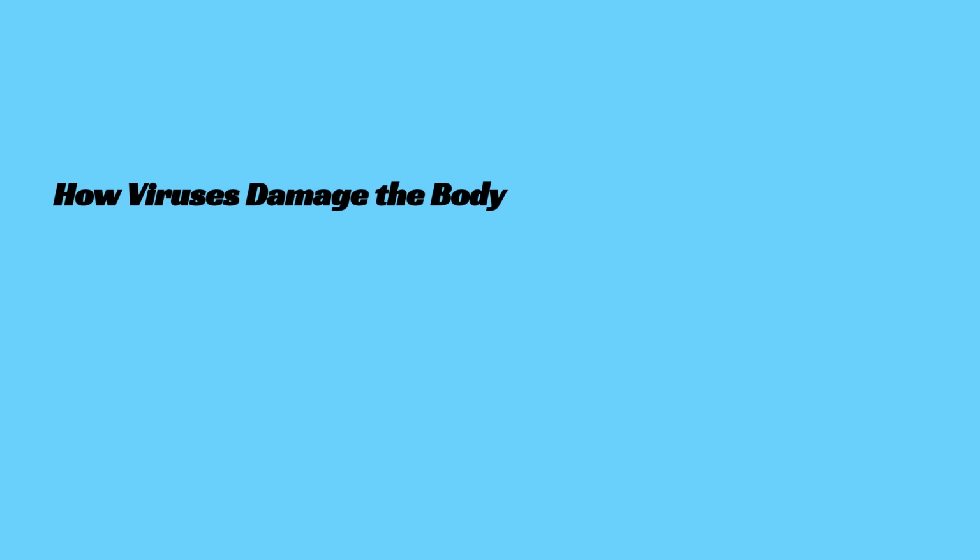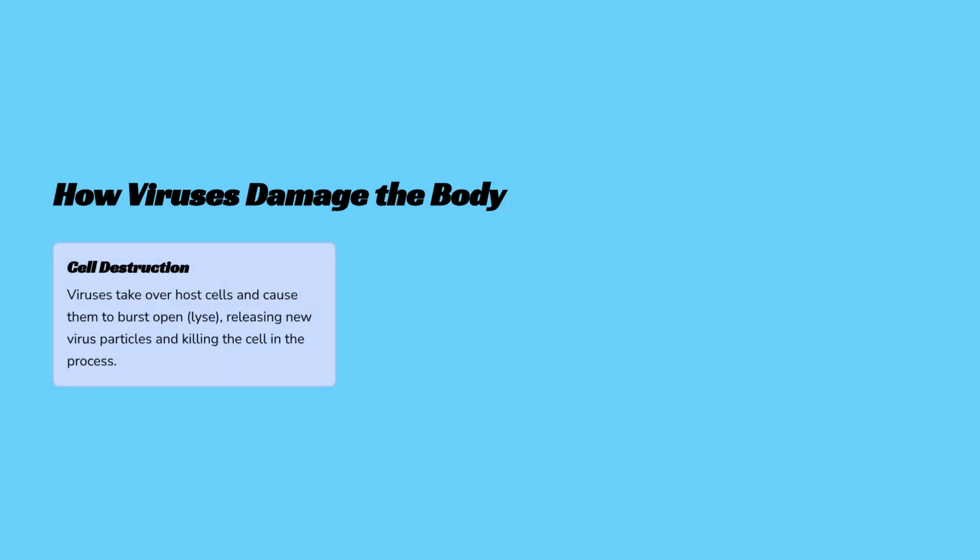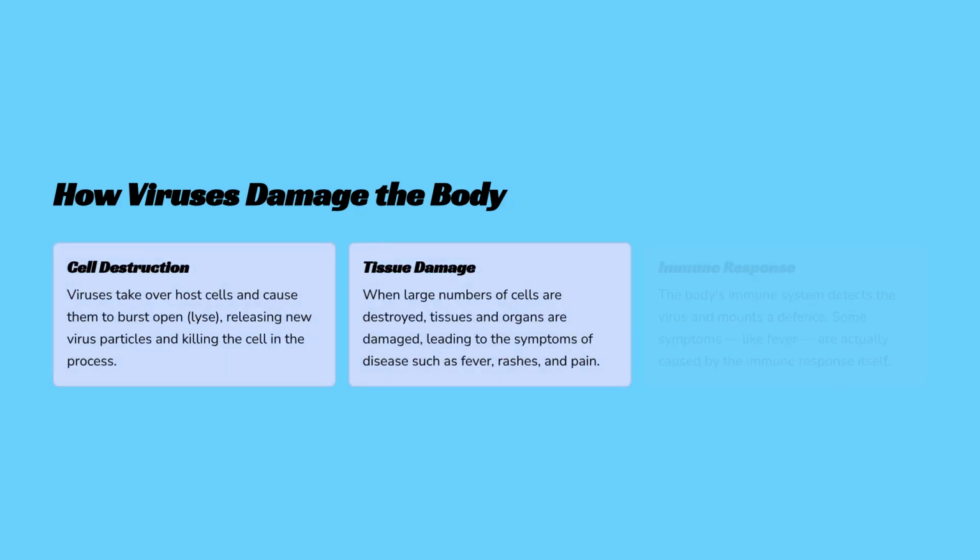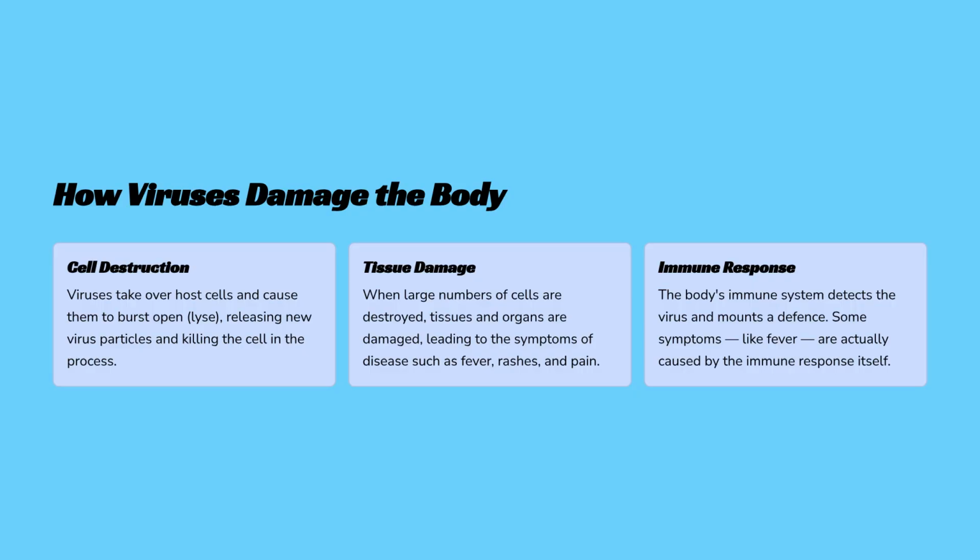Viruses damage the body in 3 main ways: by destroying cells when they burst, by damaging tissues and organs through this cell loss, and through the body's own immune response, which can cause symptoms like fever.